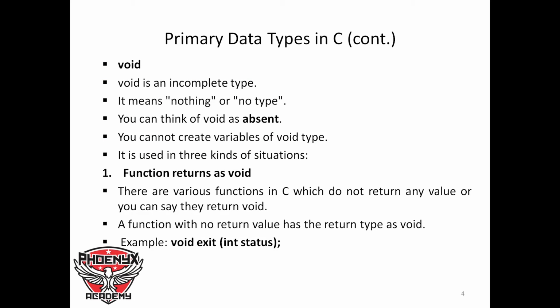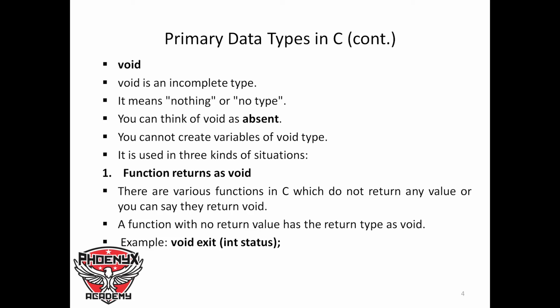Then we also have what we call the void data type. Void is an incomplete type. It means nothing or no type, and we can think of void as absent. We cannot create variables of void type. It is used in three kinds of situations. The first is function return as void.